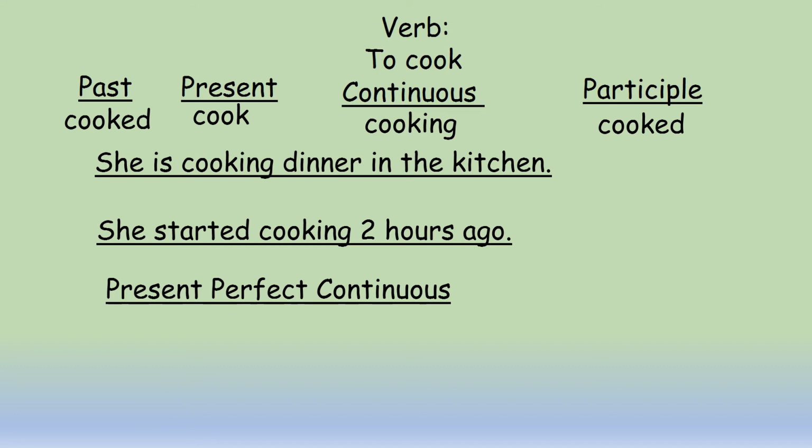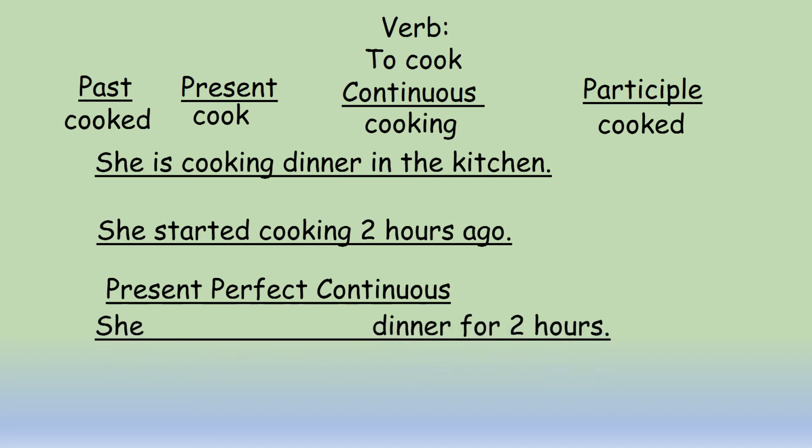Present perfect continuous. She has been cooking. She has been cooking dinner for 2 hours. How long has she been cooking dinner? Who has been cooking dinner for 2 hours? What has she been cooking for 2 hours? What has she been doing for 2 hours?